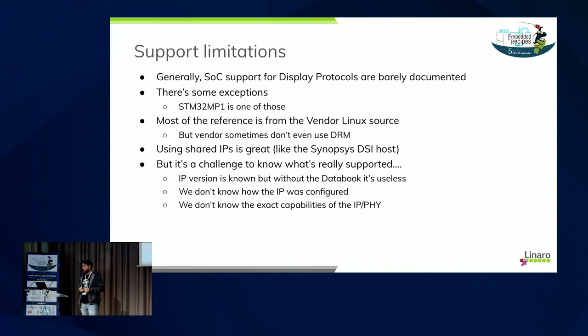The issue is mostly that vendor sources don't even use DRM, so we need to invent the DRM architecture for some SoCs. And shared IPs, like the Synopsys DSI host or the Synopsys HDMI transceiver, can seem like a great idea: oh great, it's HDMI for free. But we implement only the basic support, because we don't even know how the IP is configured. We don't know the IP version. We don't know which features are supported on which SoC. So we only support the basics, and it's hard to actually support advanced features on any protocol.